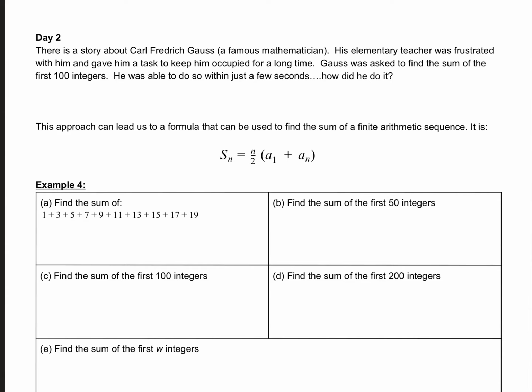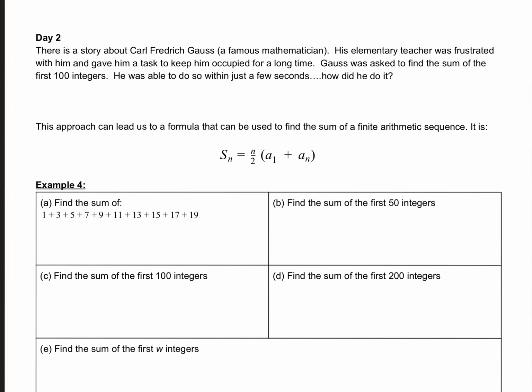So there's a story about this mathematician named Gauss, and his elementary teacher got frustrated with him because he was one of those kids that was just always talking or always up and moving around and never doing what he was supposed to do. So she thought, well, I've got something that'll keep him busy for a while so I can go take care of my other kids.